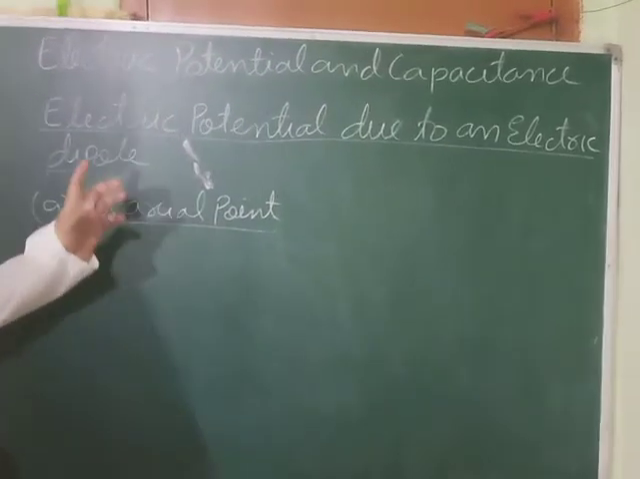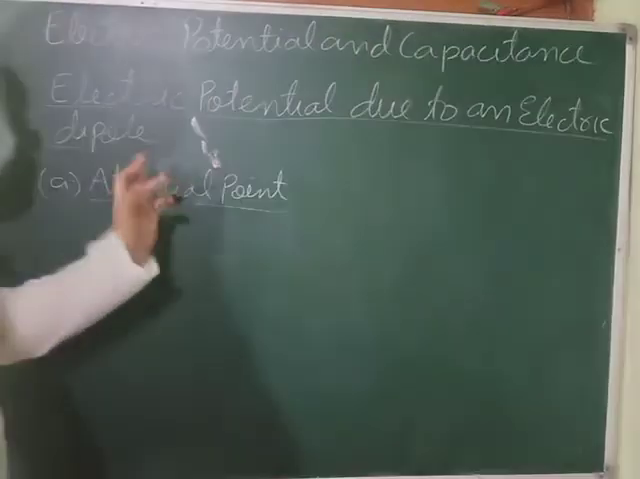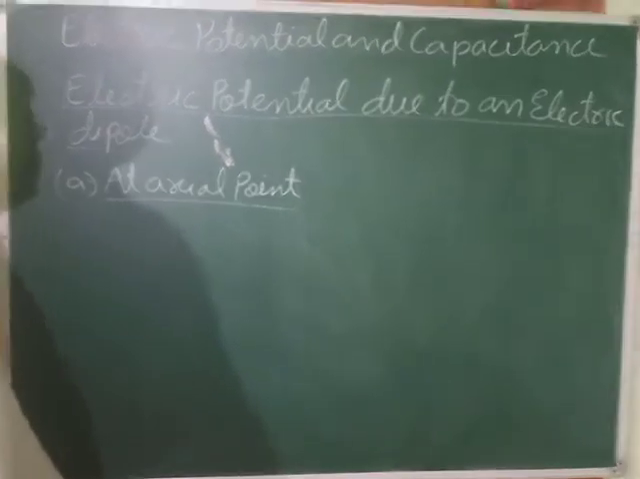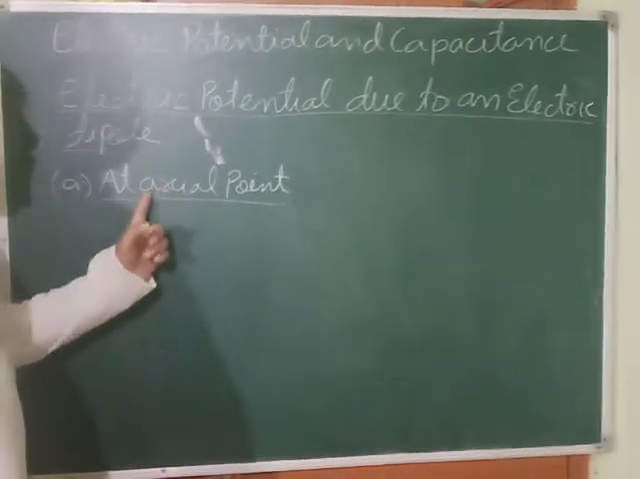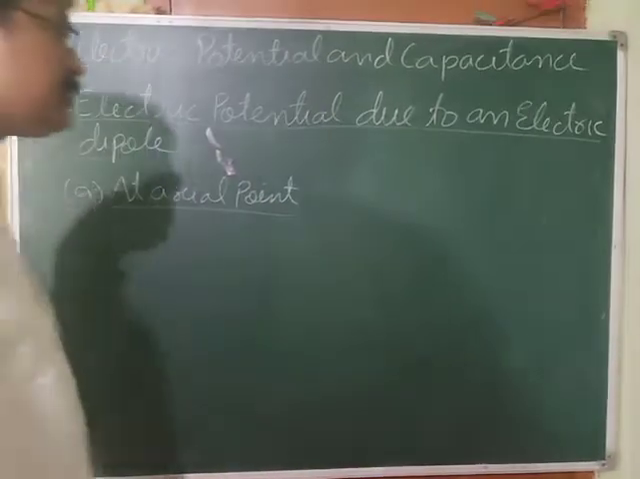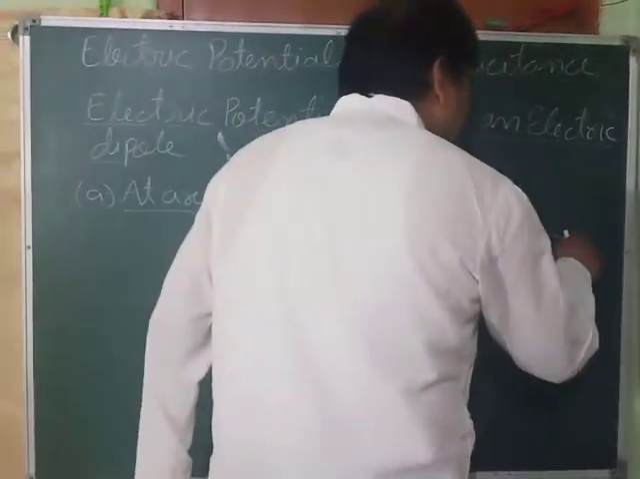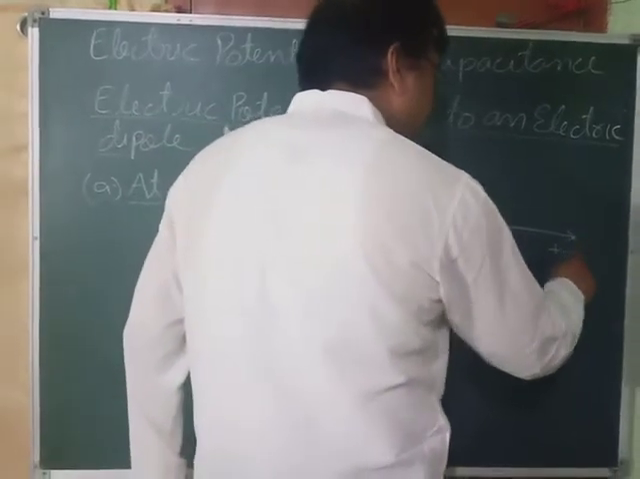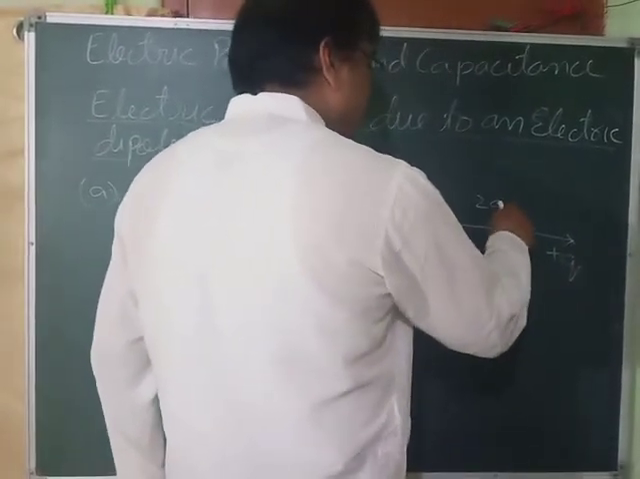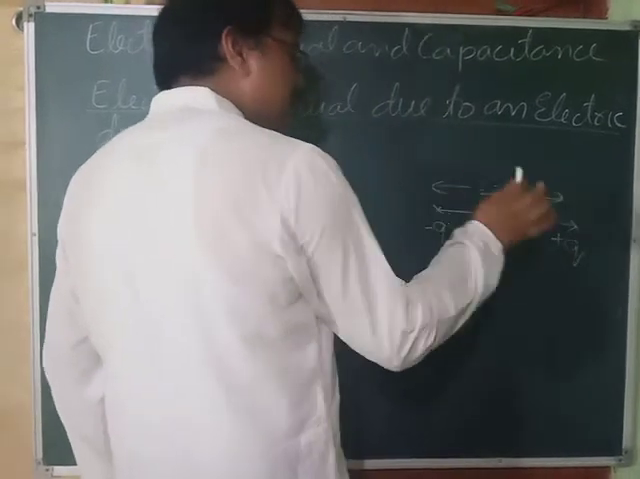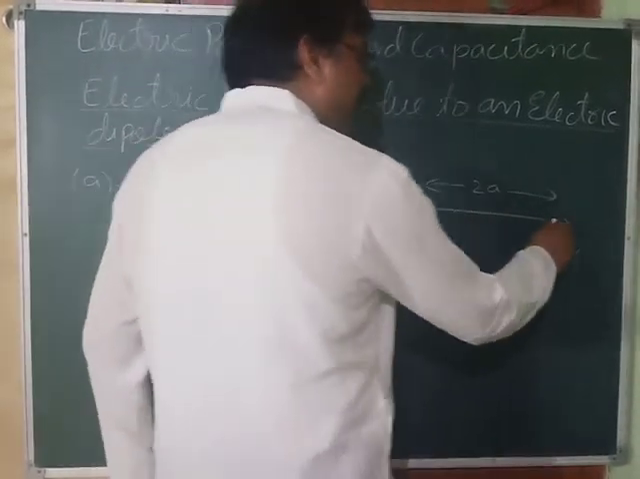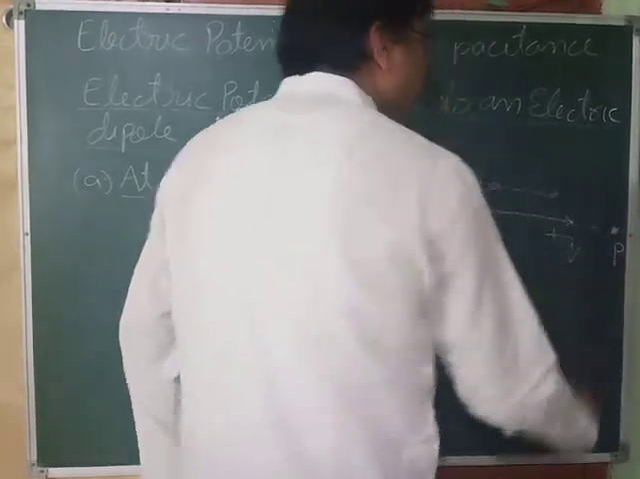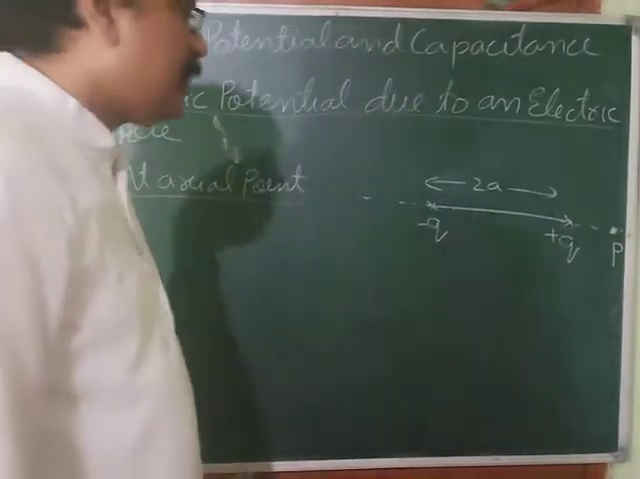Our next topic is electric potential due to an electric dipole. We are going to find out the electric potential due to an electric dipole at an axial point. See here, this is our electric dipole. Suppose this is minus q charge, this is plus q charge. Separation is 2a as usual. This is the axis of this dipole. On this axis, suppose we have chosen a point P. At this point, we have to find out the electric potential.